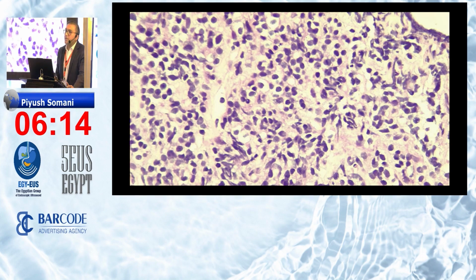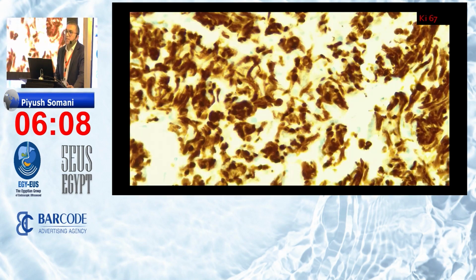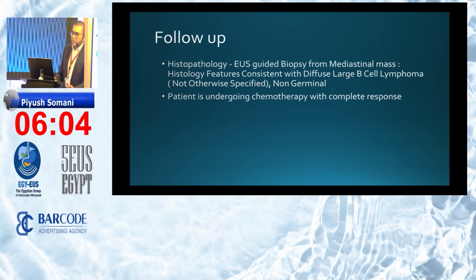And these are the images of the cells. As you can see, small cells are there. CD20 positive, Ki67. We did the immunohistochemistry on the core tissue. The final diagnosis was diffuse large B-cell lymphoma.